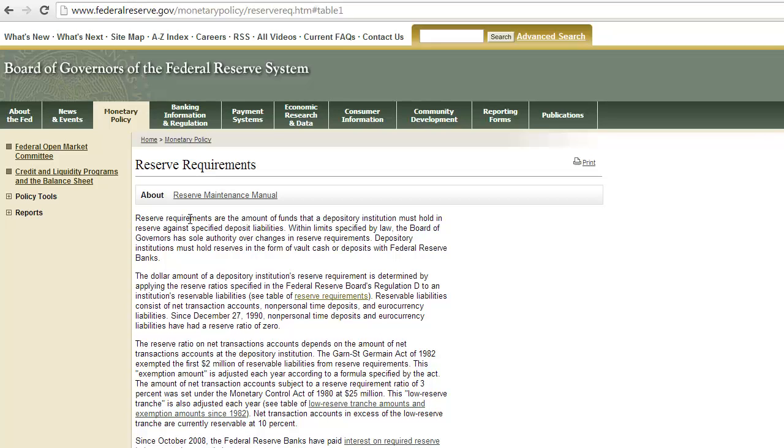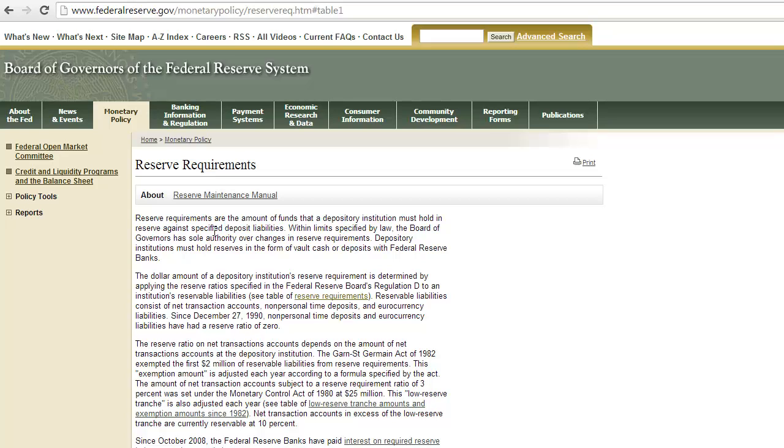It says reserve requirements are the amount of funds that a depository institution, the banks that you and I use every day, must hold in reserve against specified deposit liabilities. In essence, let's say that you have $1,000 that you want to put into a bank account. That would be a deposit liability because you could always go back to the bank and request that $1,000 back.